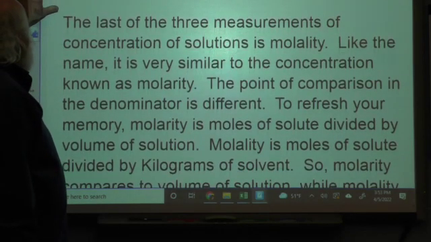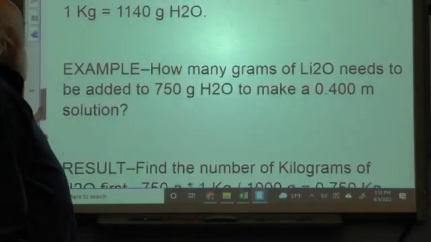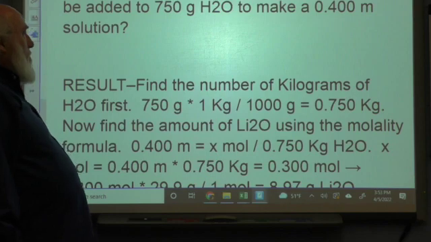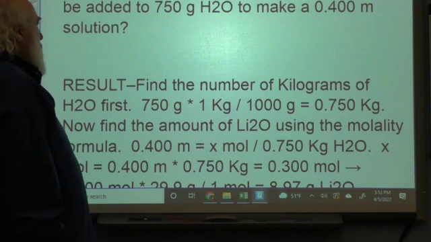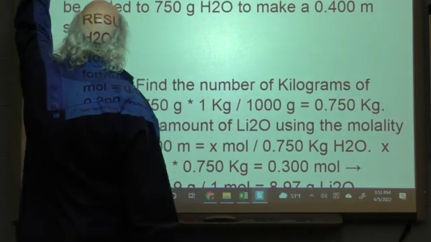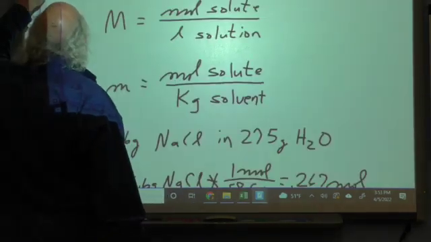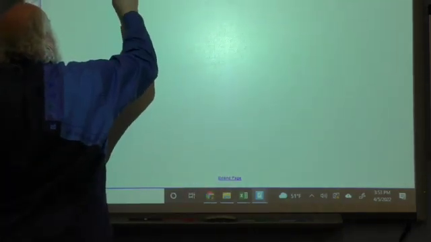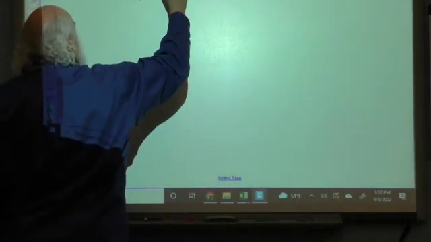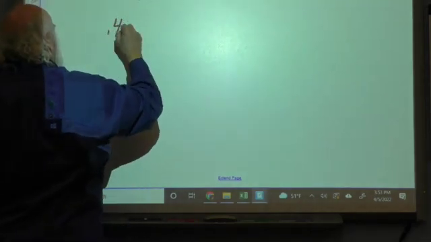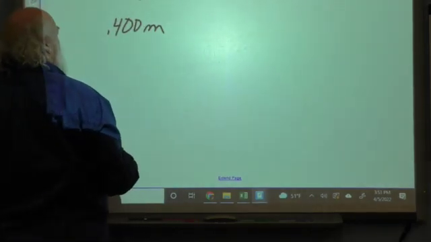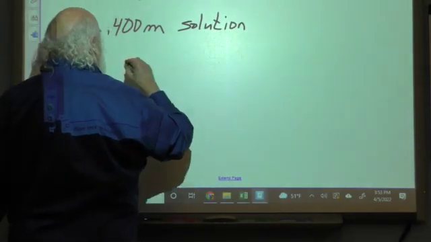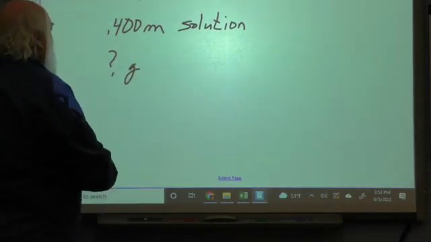Next, third example. How many grams of Li2O is needed to be added to 750 grams of water to make a 0.4 molal solution? So 750 and 0.4. We have 750 grams of water and a 0.400 mole per kilogram solution. And we want to know how many grams of stuff it's going to be.